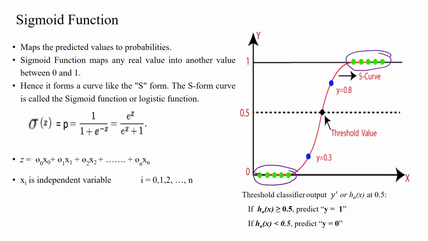When you join these values, this will look like an S curve, the sigmoid curve. So this is the sigmoid curve for the logistic regression function. Here 0.5 is the default threshold value for the sigmoid function. If you want to change the threshold value, you can change it manually, but the default threshold value for the sigmoid function is always 0.5.